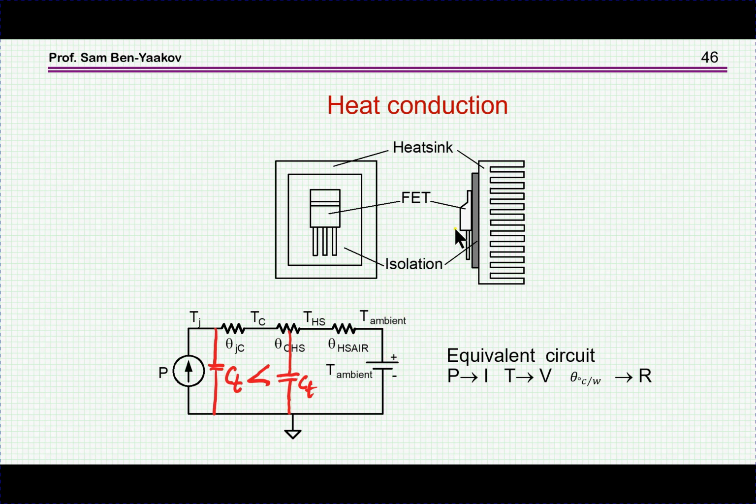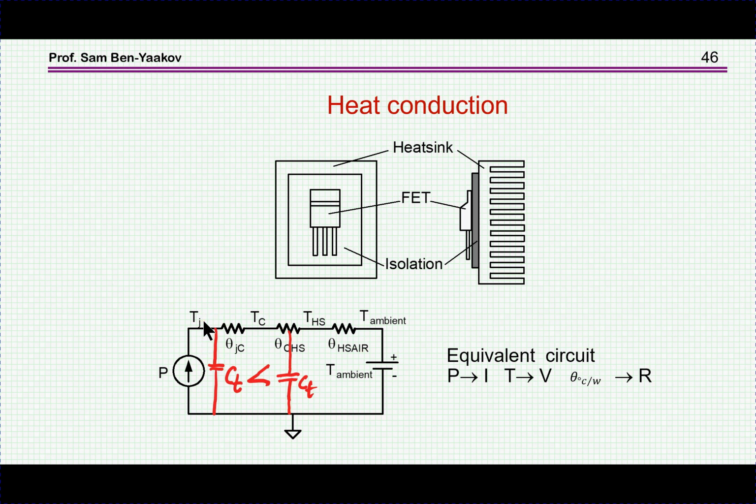This is between the case and the heatsink, and then we have the thermal resistance between the junction and the case. This is the temperature of the junction. Now you can find the temperature of the junction if you know the power, represented by the current passing here and the voltage drop on these resistors, plus the ambient temperature. This will be the junction temperature.